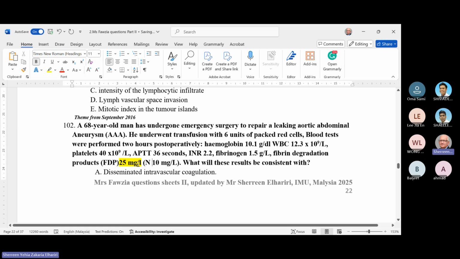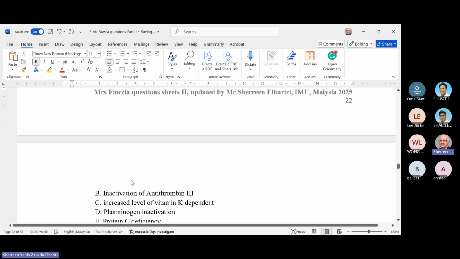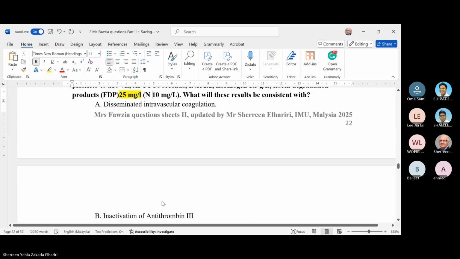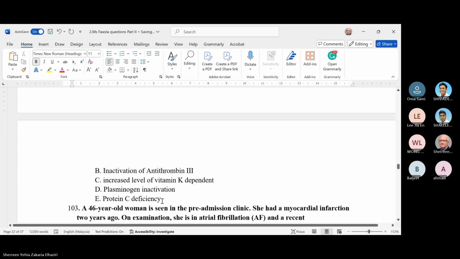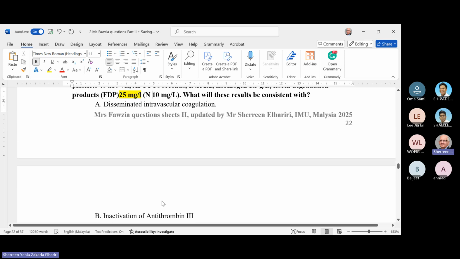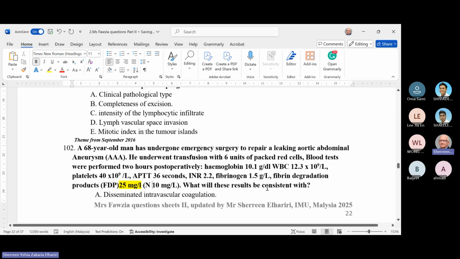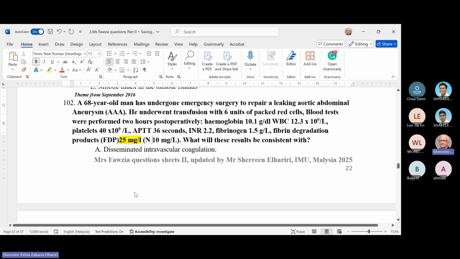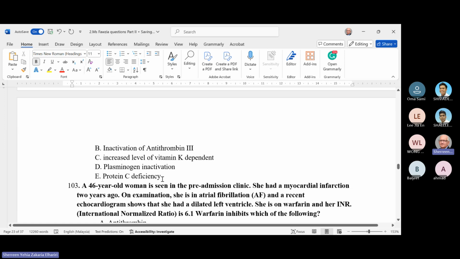If you find high FDP, what do you choose from all this? Anyone? DIC. Of course, if we mention something like thrombosis, for example this patient is young and has a stroke or something, you can put protein S, protein C, and the phospholipids can be the cause.